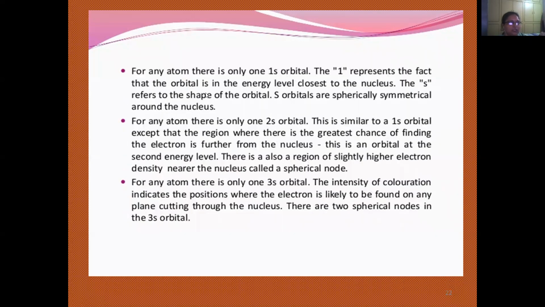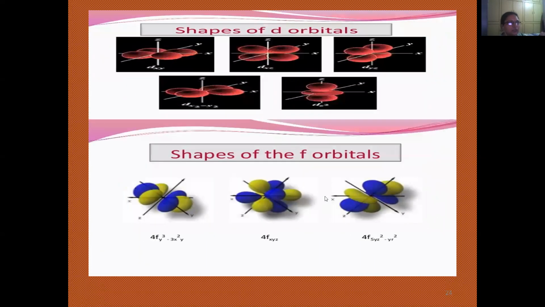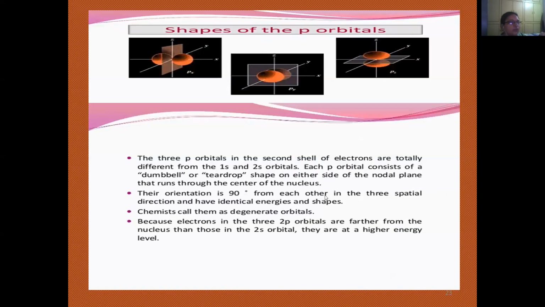For any atom there is only one s orbital. The 1 represents the fact that the orbital is in the energy level closest to the nucleus. The s refers to the shape of the orbital, that is, it is spherically symmetrical. Then the 2s orbital is somewhat farther from 1s. Similarly, you can see here the shapes of the p orbitals.